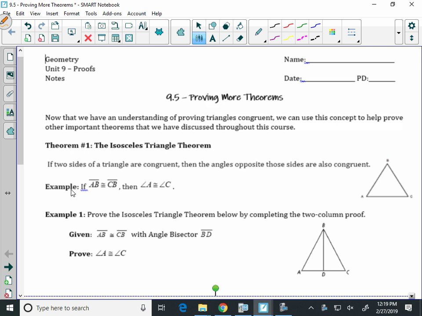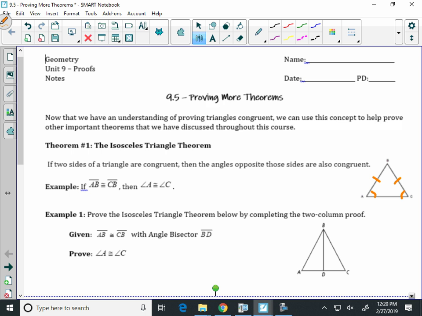So if you recall, if 2 sides of a triangle are congruent, then the angles opposite those sides are also congruent. So if we look at this example, if AB and BC are congruent, then the angles across from them, so angle C and angle A, are also congruent. That's the isosceles triangle theorem. We talked about that at the beginning of the year, used it throughout. Okay? Well, we can prove this theorem.